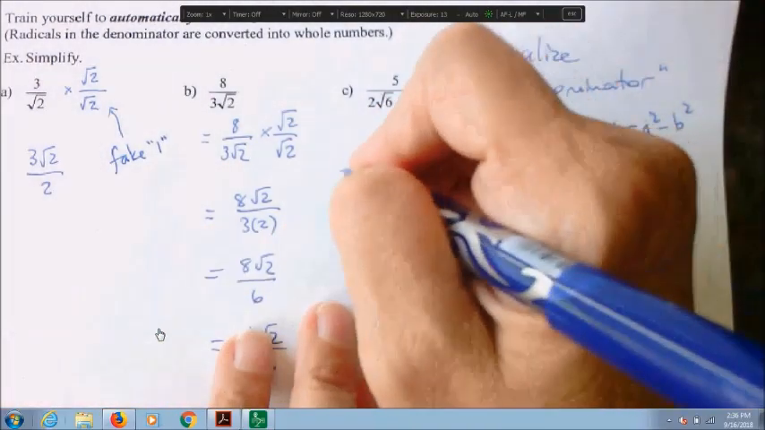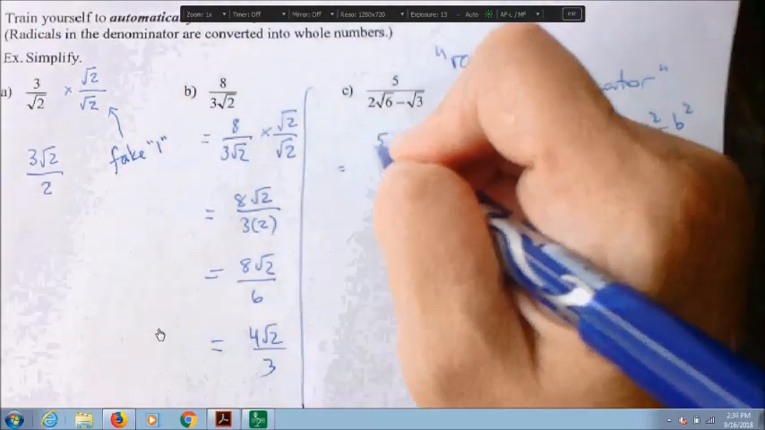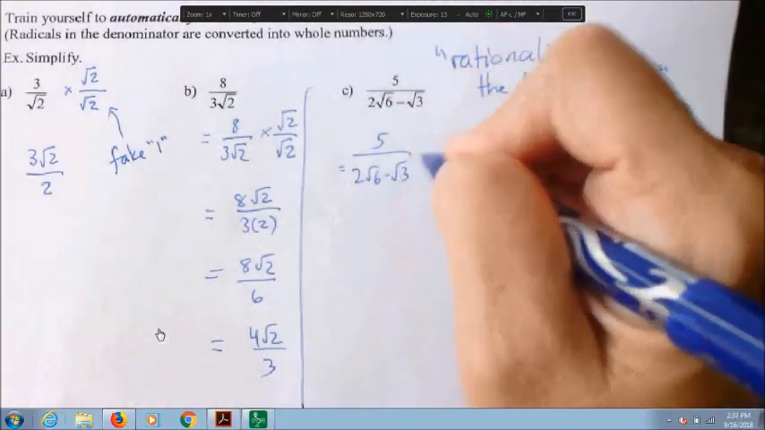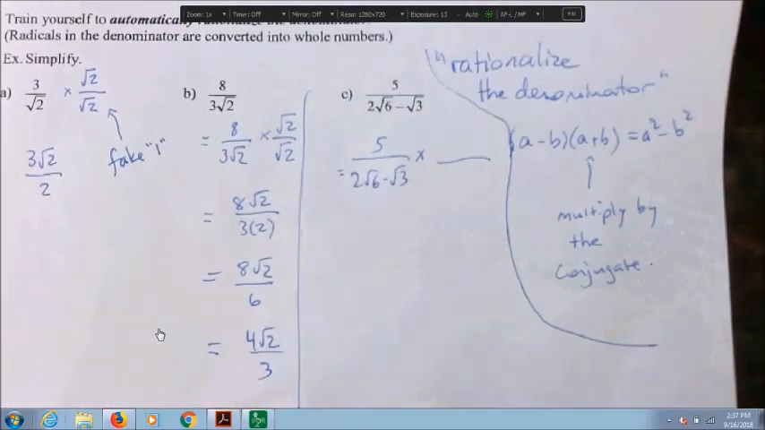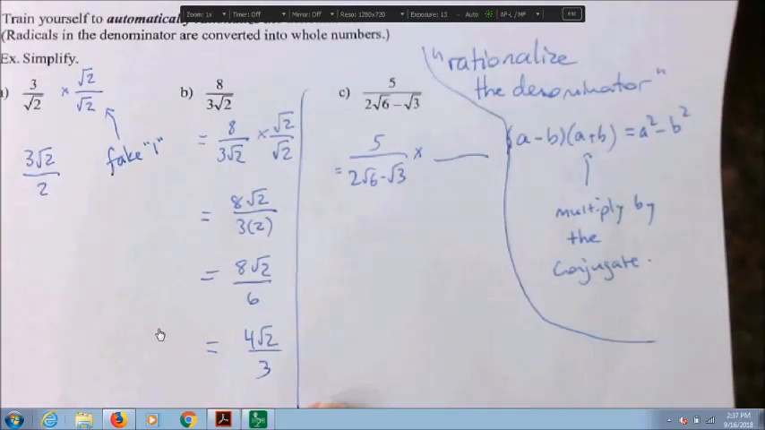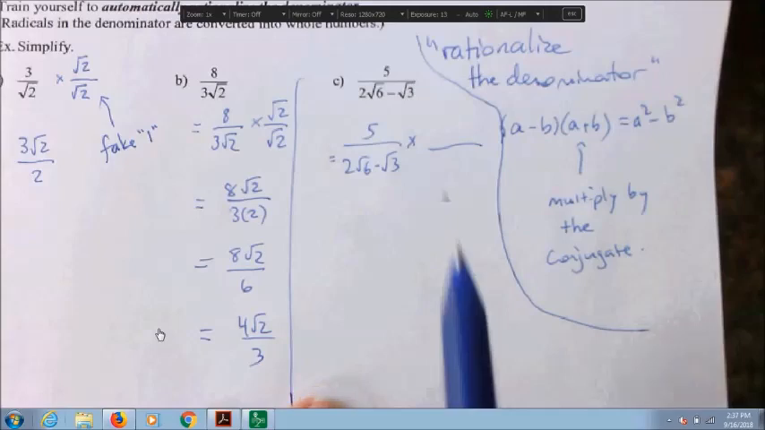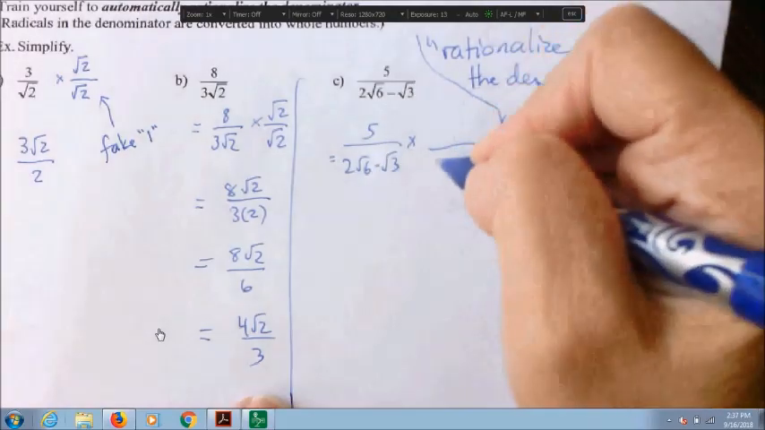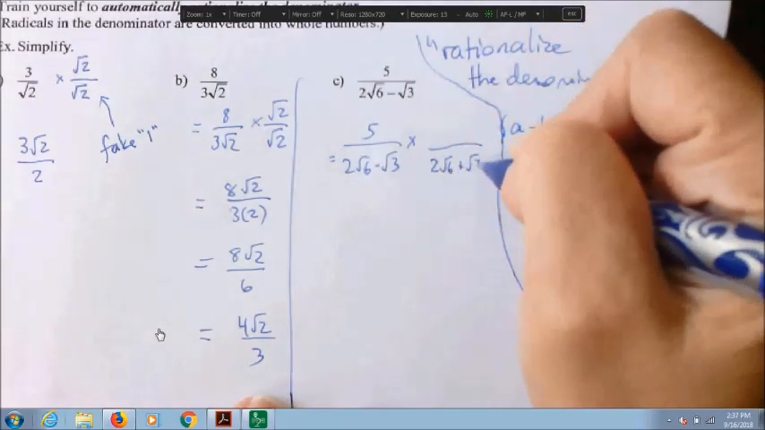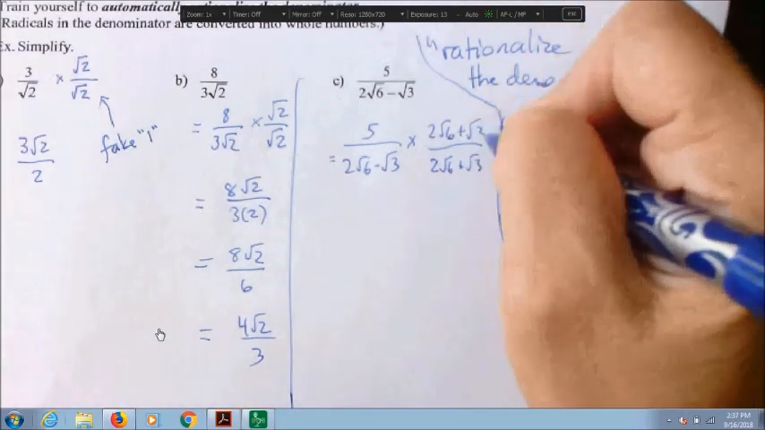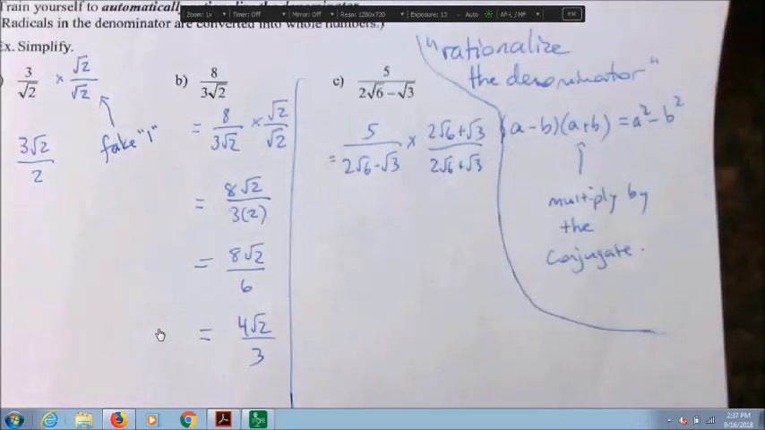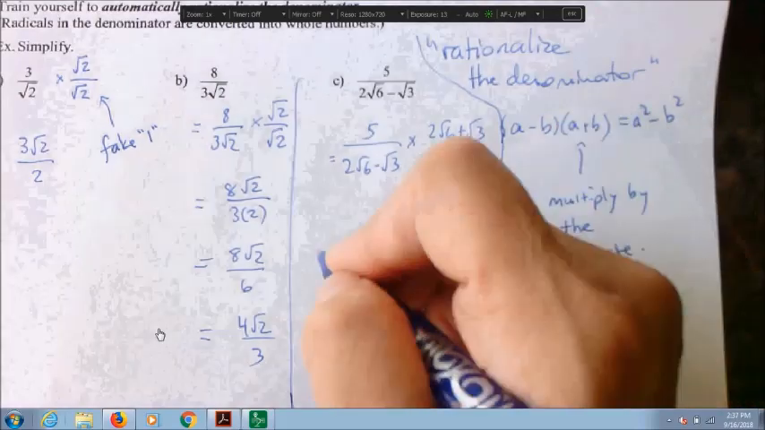So let me show you how that looks. 5 over 2 root 6 minus root 3 times, remember, we're doing just a fake 1. We could multiply by a fake 1. The bottom is going to be the conjugate of this. And to be 1, the top has to be exactly the same. Otherwise, we're changing the question. Right? So nothing illegal yet, because that's still a fake 1.